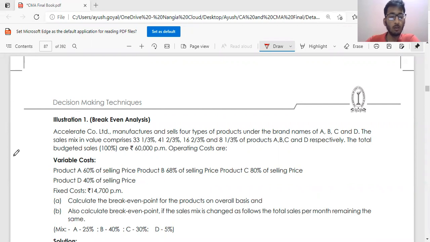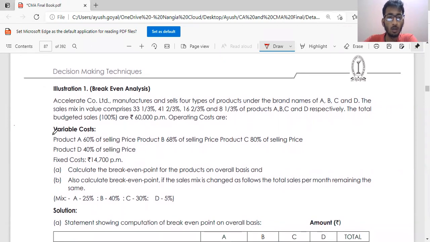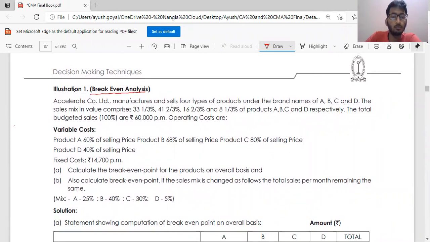So let's start from the first question only. As it is given, it is related to break even point. Let's read the question. I think we should do this question here. We have done one question related to break even point earlier, in the next to last class, but since that question was somewhat difficult, let's start with one easy question. So yes, we shall do this question first.